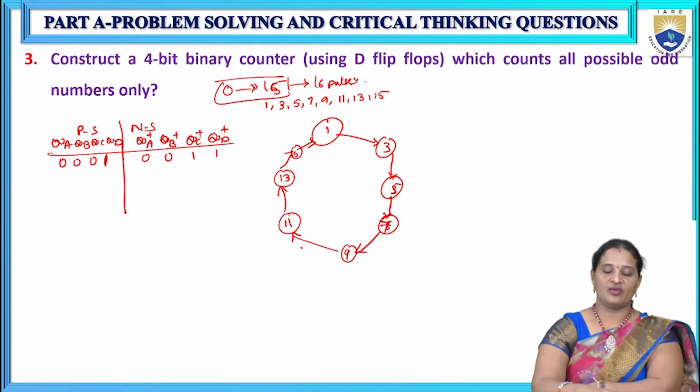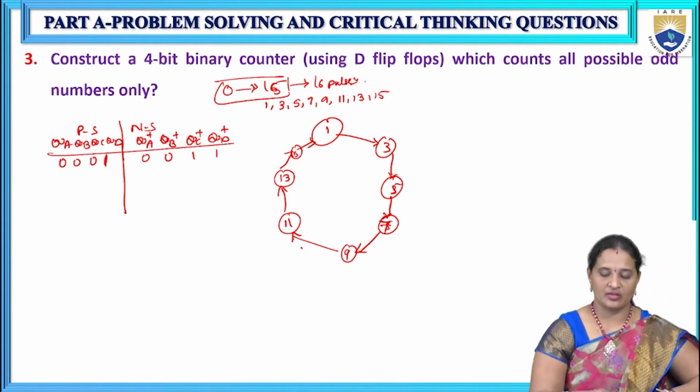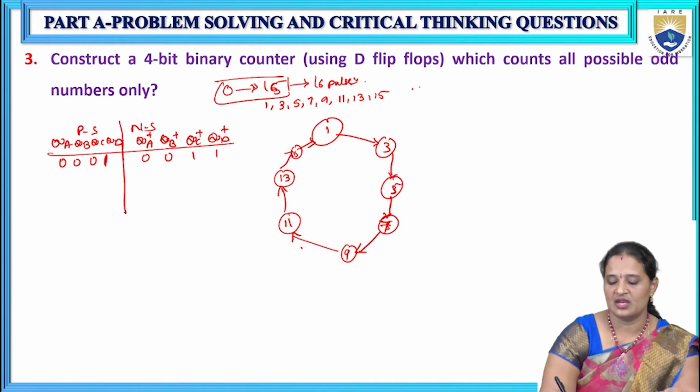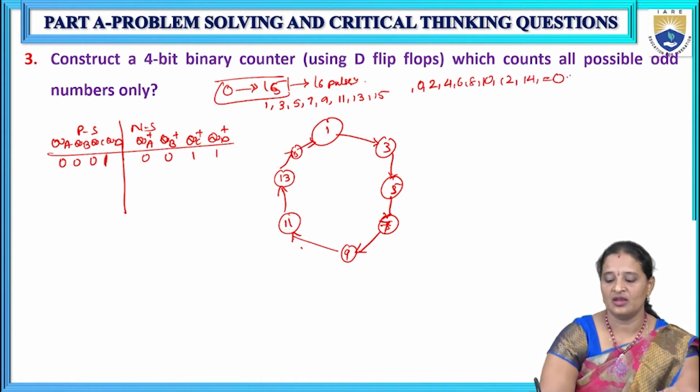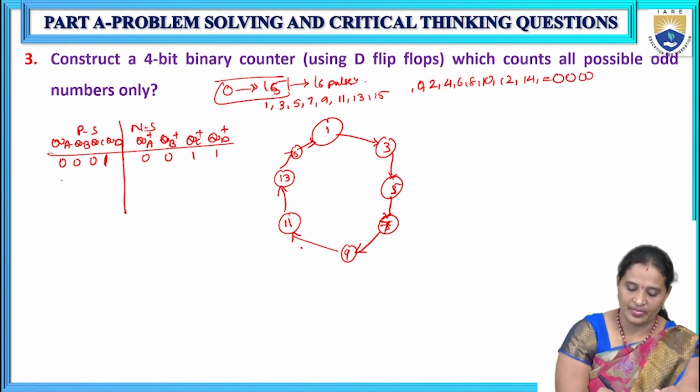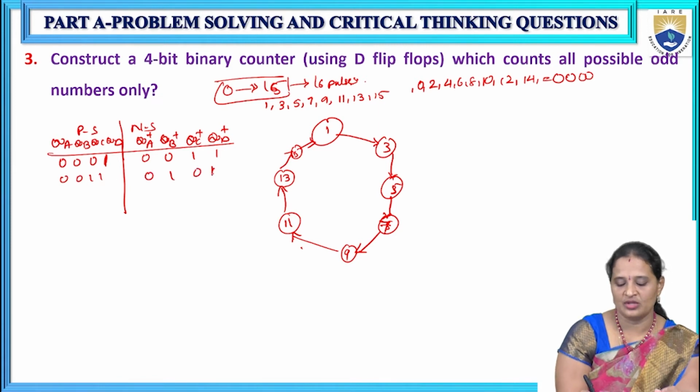Meanwhile, for all the even numbers like 0, 2, 4, 6, 8, 10, 12, 14, we have to consider the next state as 0. Now if my present state is 0, 0, 1, 1, then it has to go to 0, 1, 0, 1. Next, if my present state is 0, 1, 0, 1, the next state will be 0, 1, 1, 1.